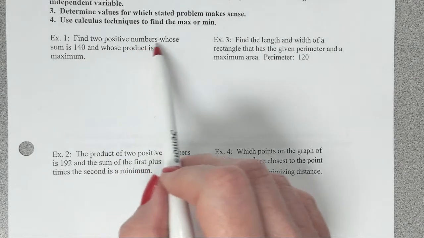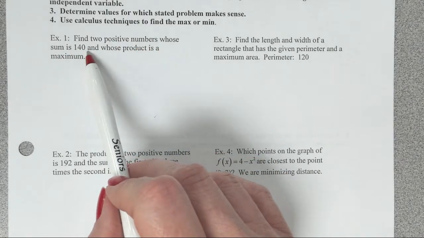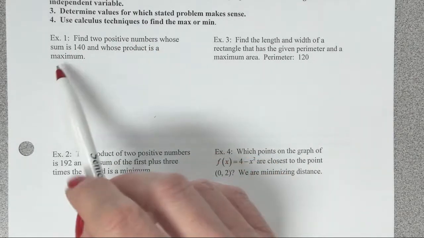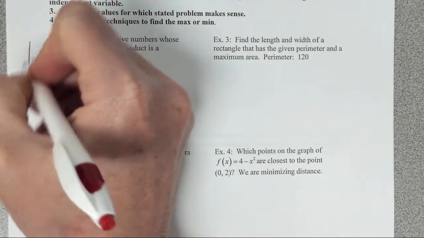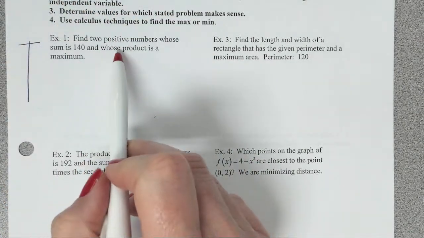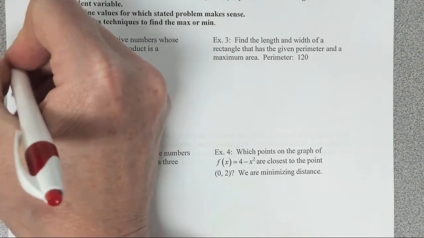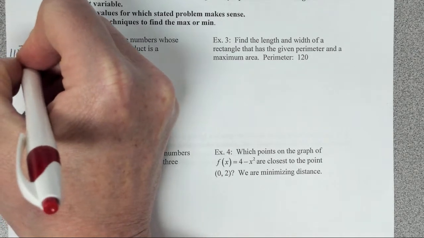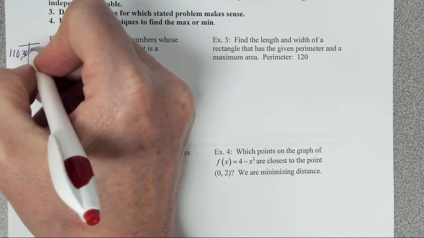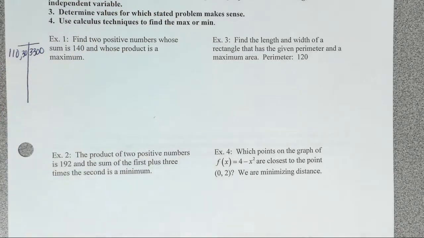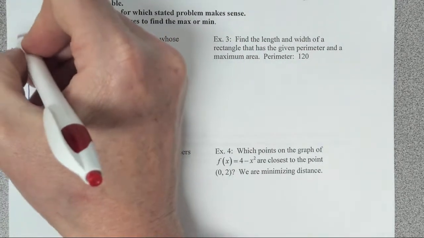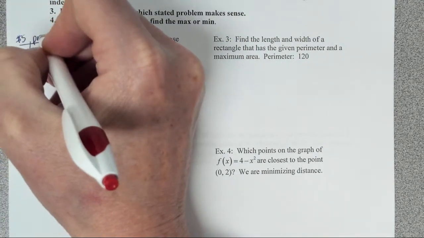It says find two positive numbers whose sum is 140 and whose product is a maximum. Tyler, give me two positive numbers that add up to be 140. Okay, so 110 and 30. If I multiply those, I get 33 with two zeros, 3,300. So if these are my numbers, this is my product.